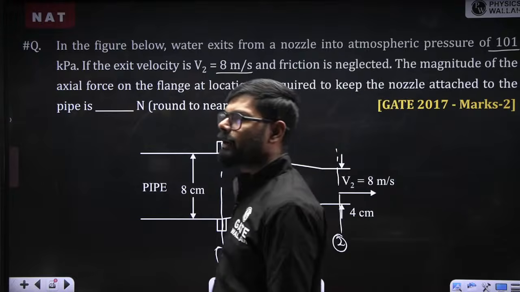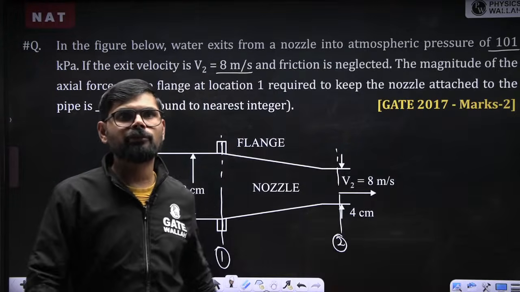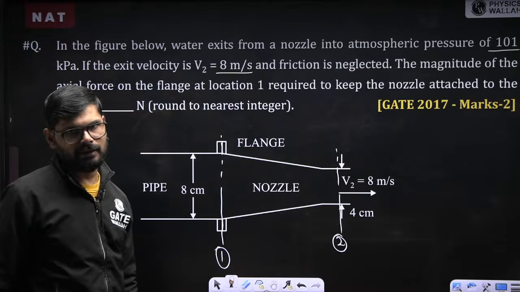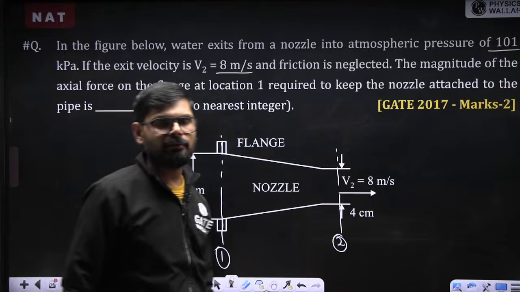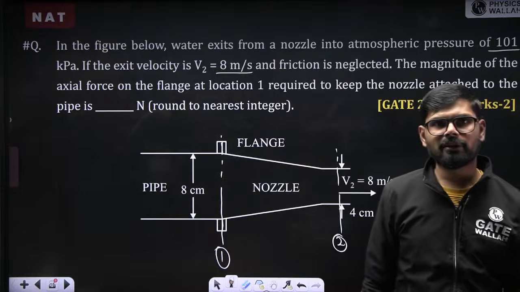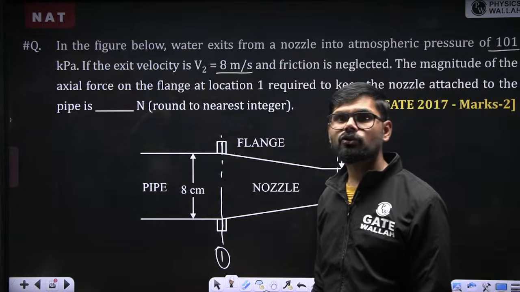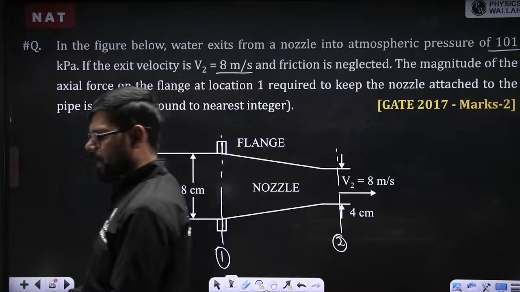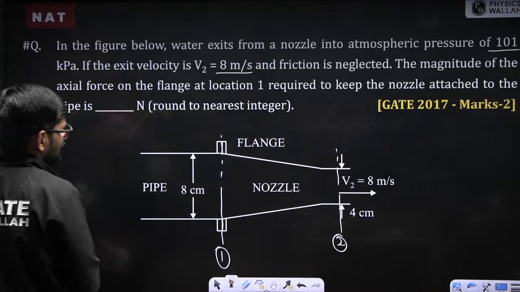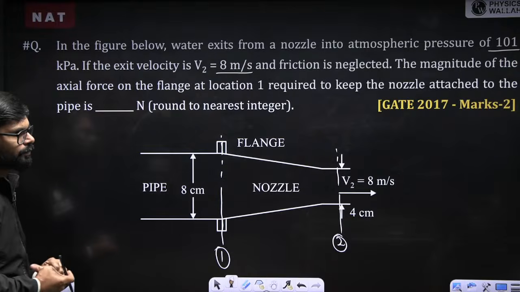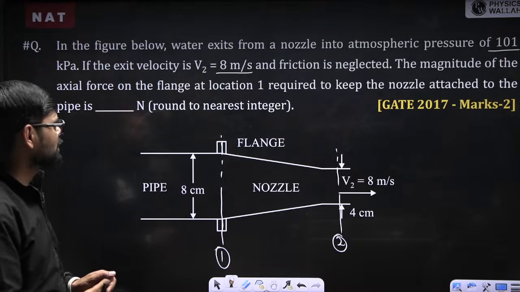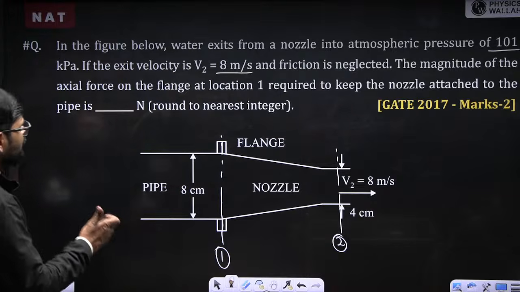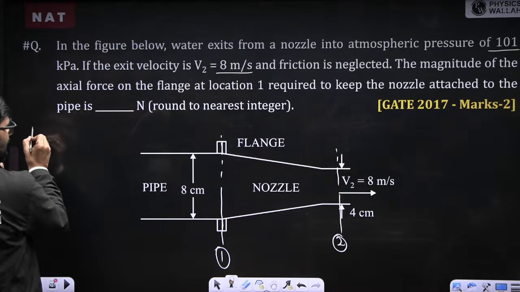So for the momentum equation, force will come due to two reasons, right? One is because of the velocity changes, correct? And another one is due to pressure change. So due to pressure change and due to velocity change, the force will come. So basically first we need to know the value of P1 and V1, right? P1 and V1. So let me apply here the continuity equation.